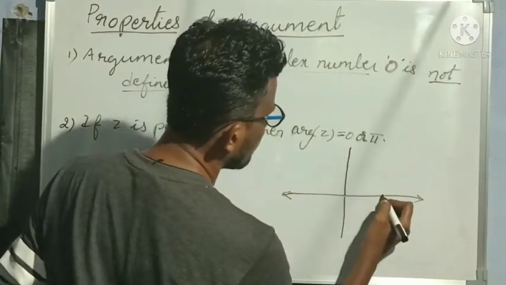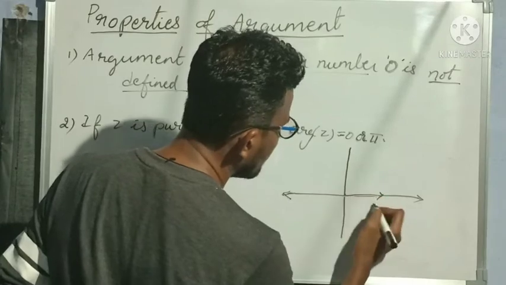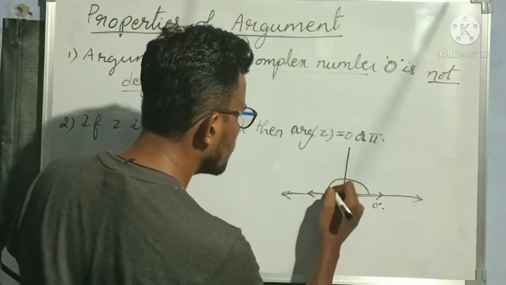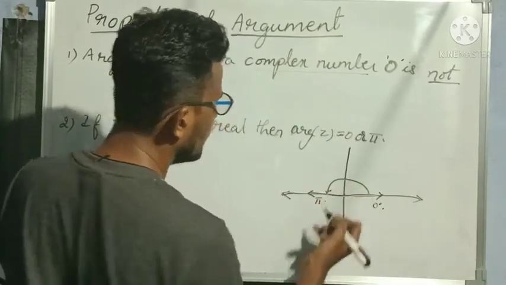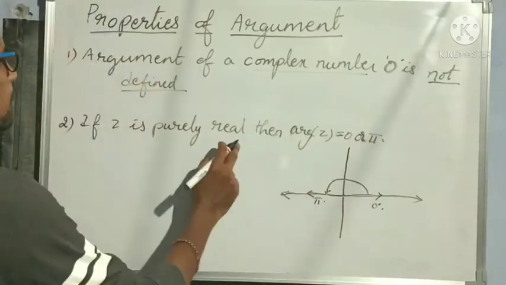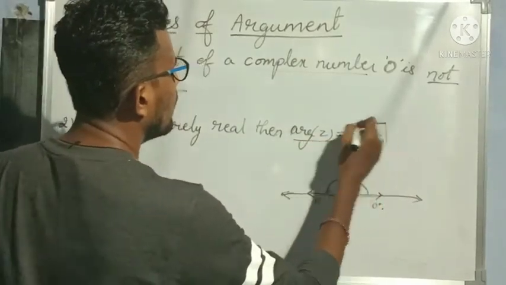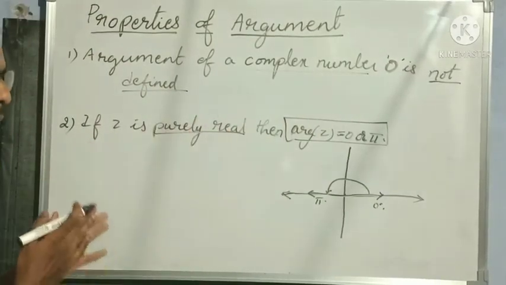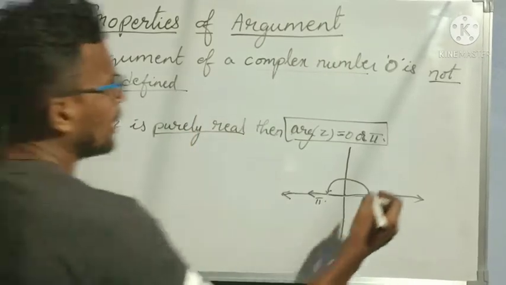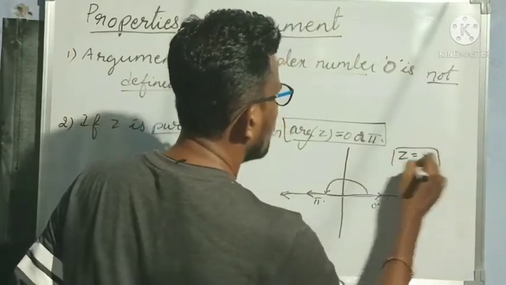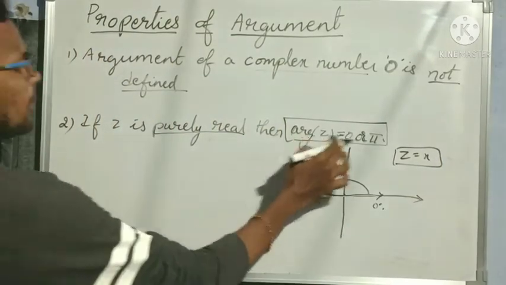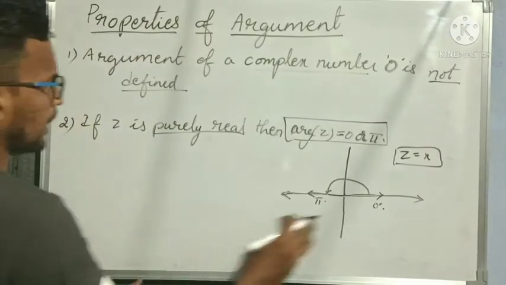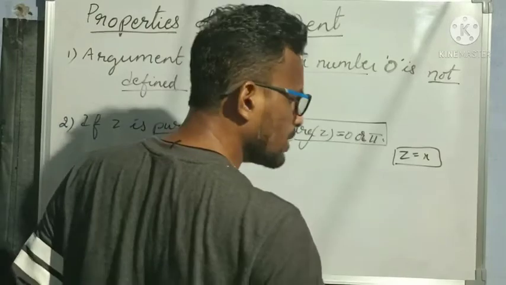If it is on the positive x-axis, no angle is made, so 0 degrees. On the negative x-axis some angle will be made, right? So from 0 to pi, 180 degrees. So if Z is purely real, then the argument of Z will be 0 or pi. When Z is purely real, there is no imaginary part, no x plus iy, only Z equal to x. Then only we can say the argument of Z is 0 or pi. Clear? That's the second property.